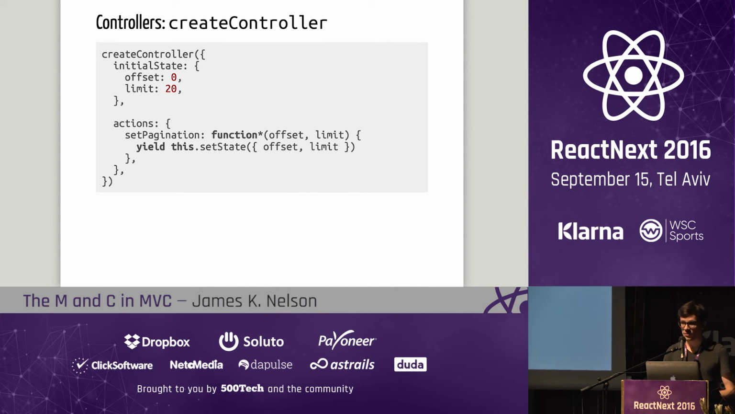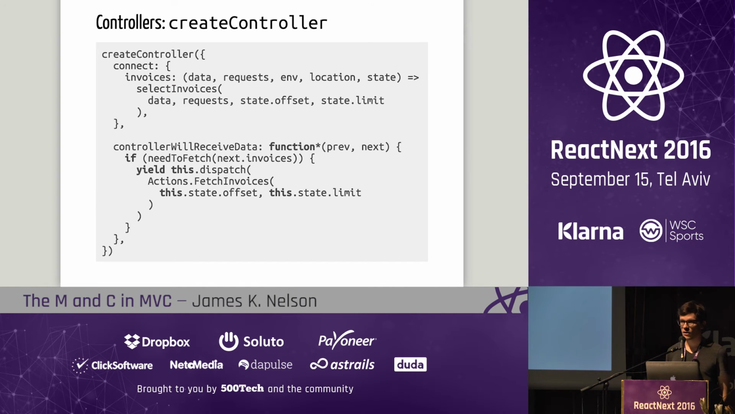So what other options can we have? We can have a connect option, and this is basically exactly the same as the configuration you'd pass to the connect higher order component itself. And so this is just a way of selecting some data from the store and injecting that into the component which the controller is applied to.